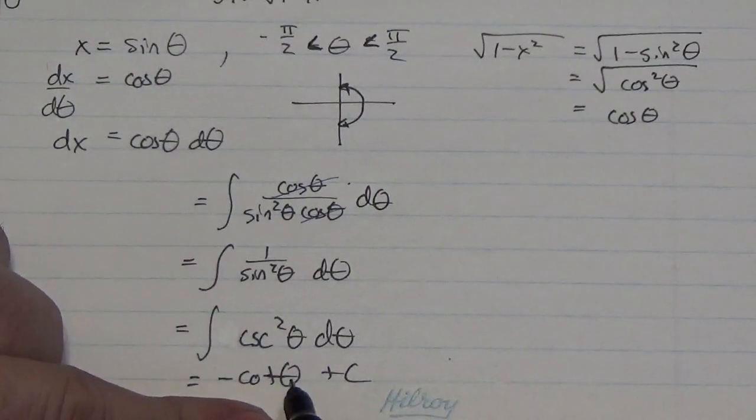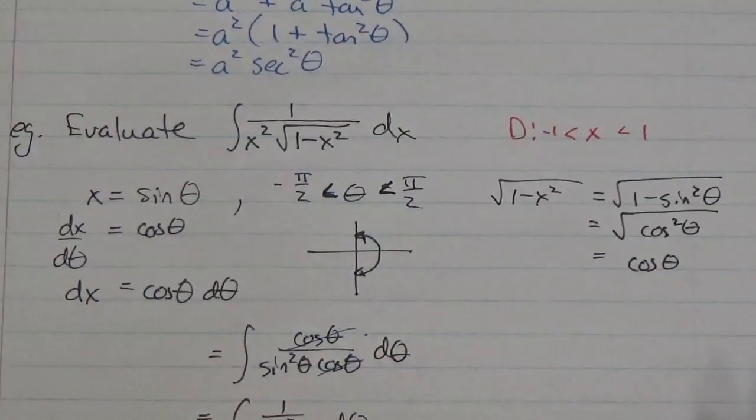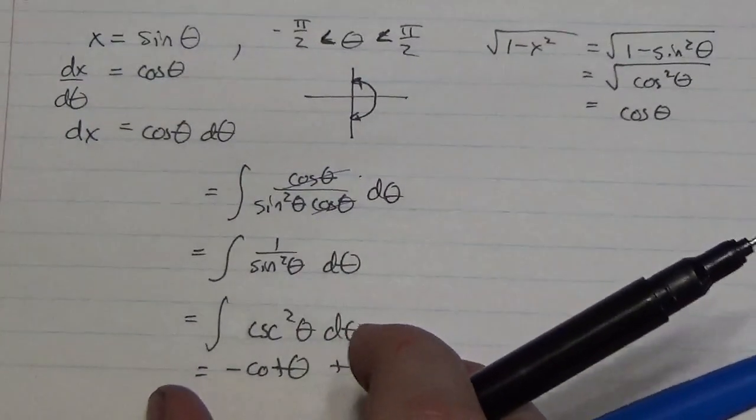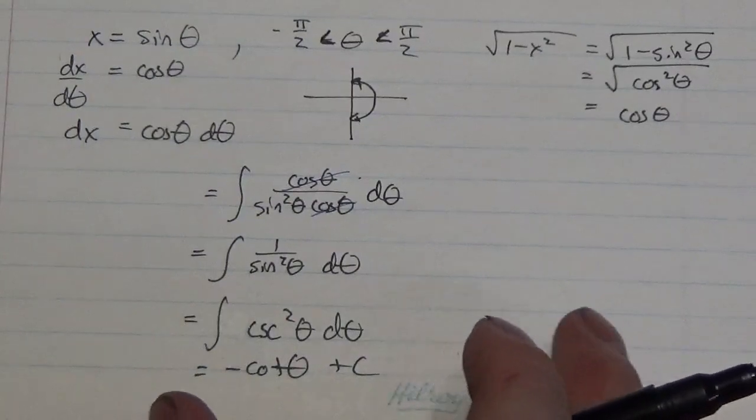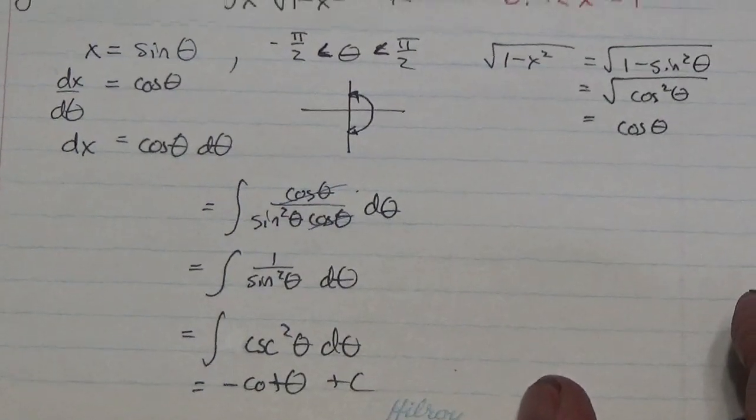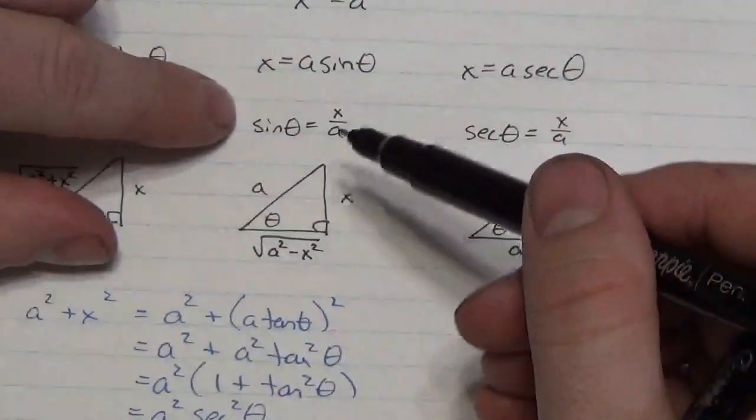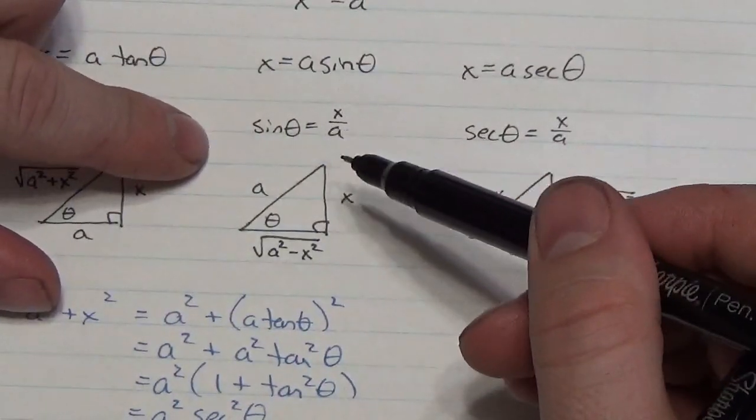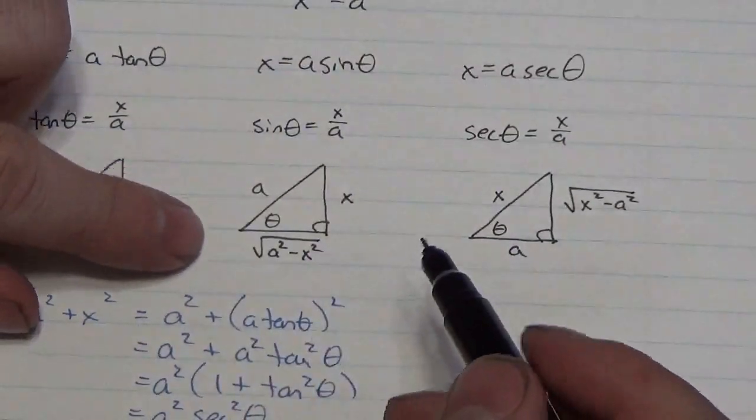The variable here is theta, but in my original problem, the independent variable is x. So what I need to do is change this so that the independent variable is x. But that's actually really easy to do, and I can do that by sliding back up to those triangles up there. Remember, this is the information that I used. I let sine of theta be x over 1. At least in this problem, a was equal to 1. So it gave me this triangle right here when I tried to interpret that information.